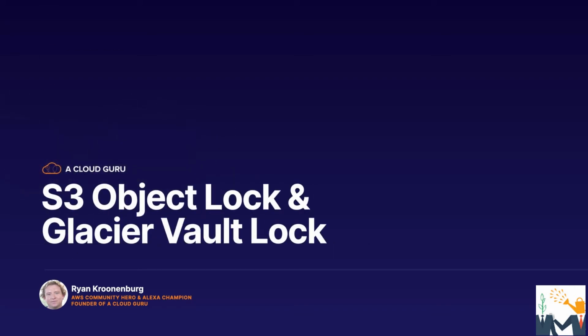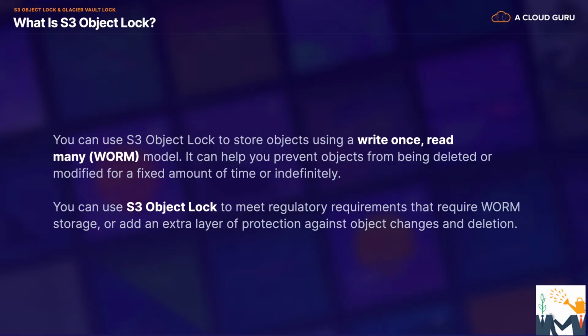In this lecture we're going to look at S3 Object Lock and Glacier Vault Lock, and both of them are very similar to each other. One works for S3 and one works for Glacier. So what is S3 Object Lock?